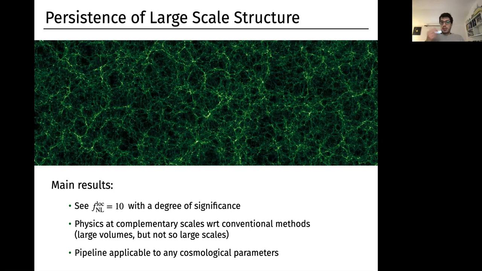This just means that if in the future this method is established, it's a long way to go, but imagine that, then we would still need large volumes, but we don't need large scales. So even a deep survey that samples a lot of galaxies might be good for non-Gaussianity, which is kind of a new thing. And then the pipeline can be applied to any cosmological parameters.